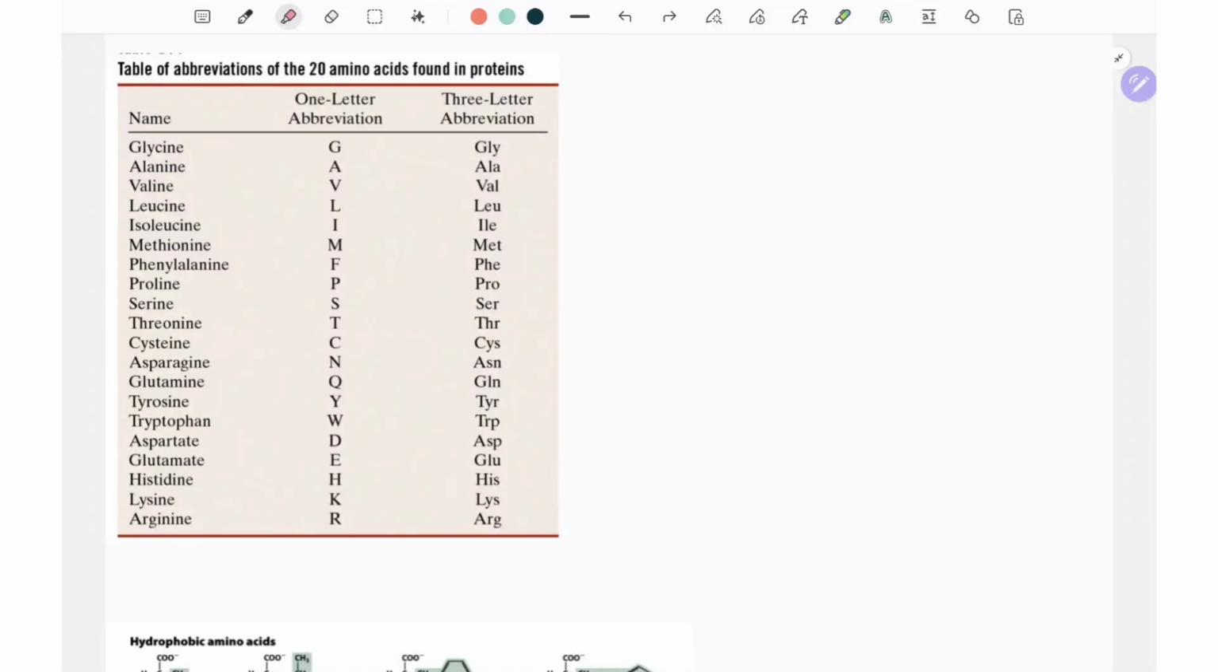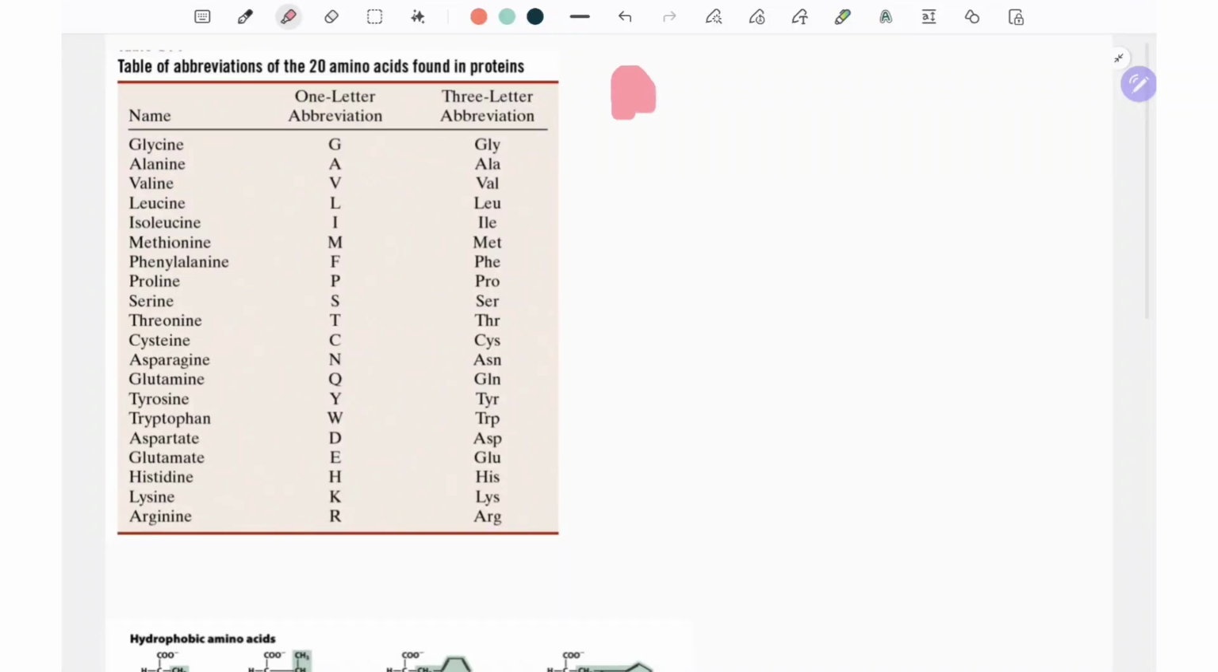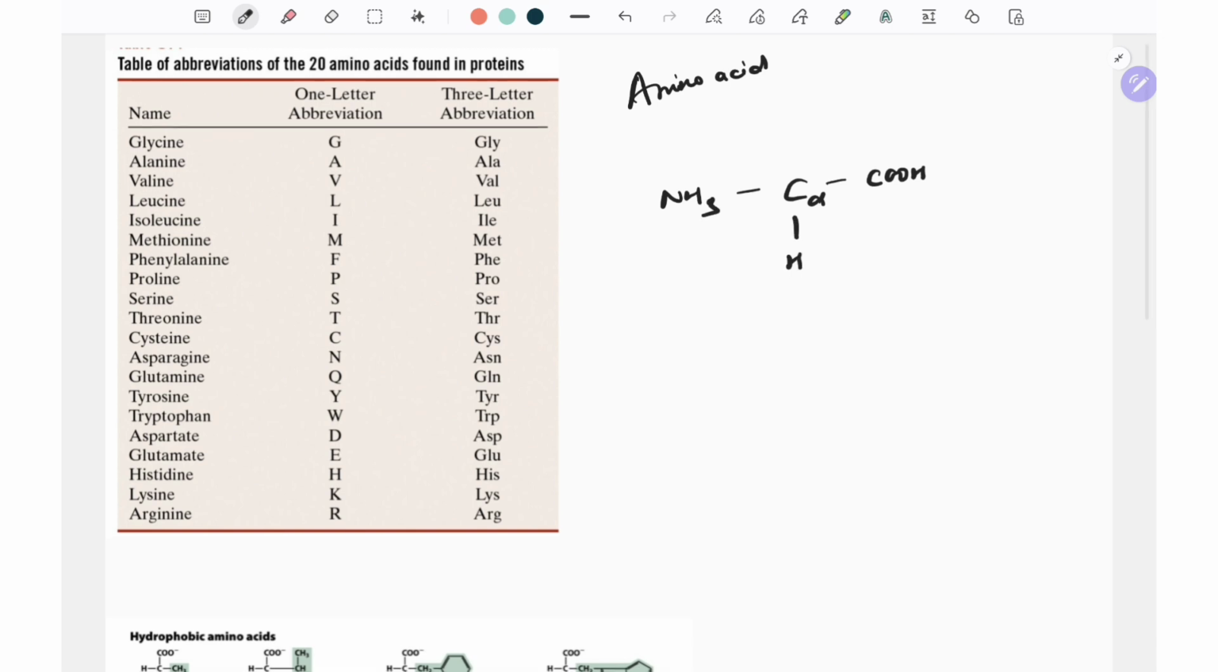As in the last class, we discussed amino acids and their structure. There's an alpha carbon to which a carboxylic acid group and an NH3 group are attached, and there is a hydrogen, and then there's an R group. This R decides what kind of amino acid it may be, right?